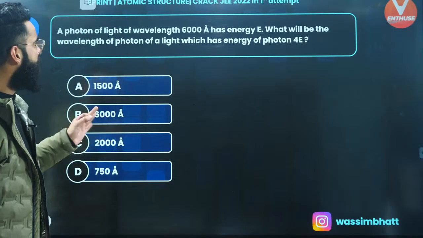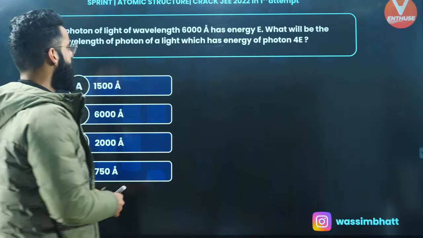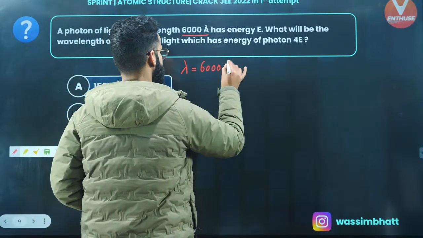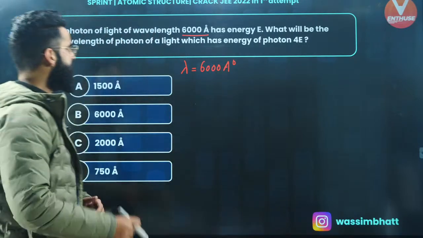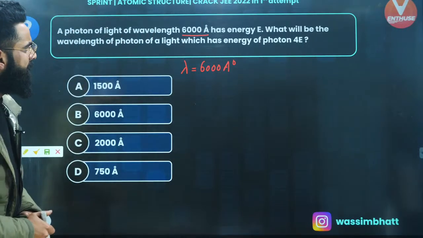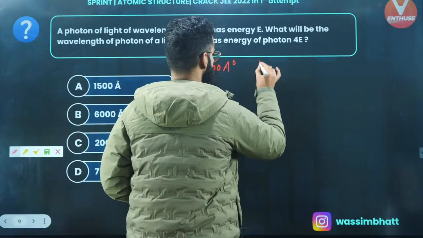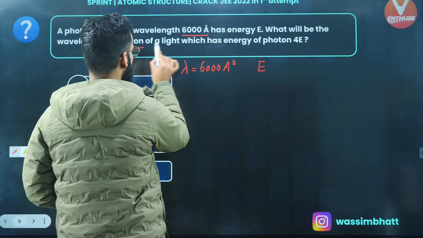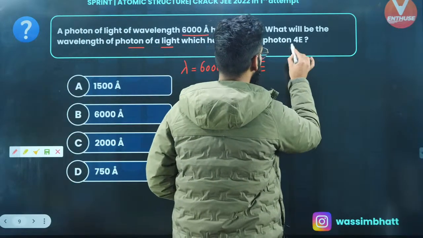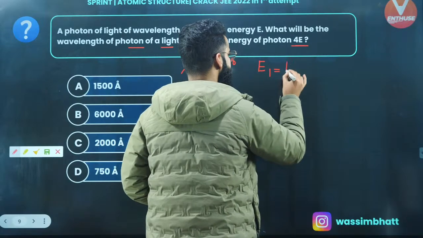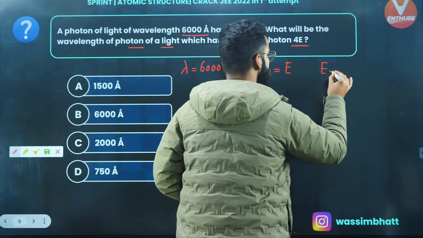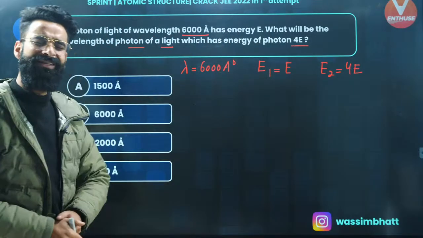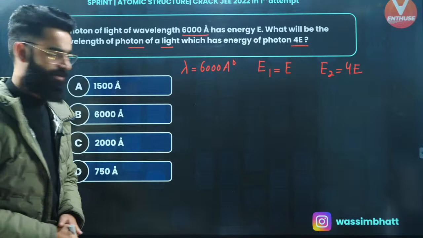A photon of light of wavelength 6000 angstroms has the energy E. So this photon has got the energy E, right? What will be the wavelength of the photon of light which has got the energy of photon as 4E? For example, E1 is equal to E, and E2 is basically equal to 4 times E, right? So again, a similar sort of question, people.